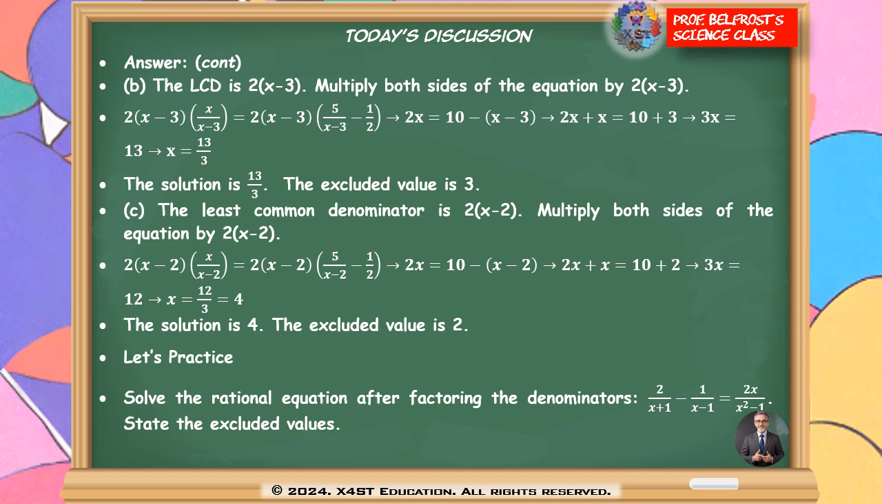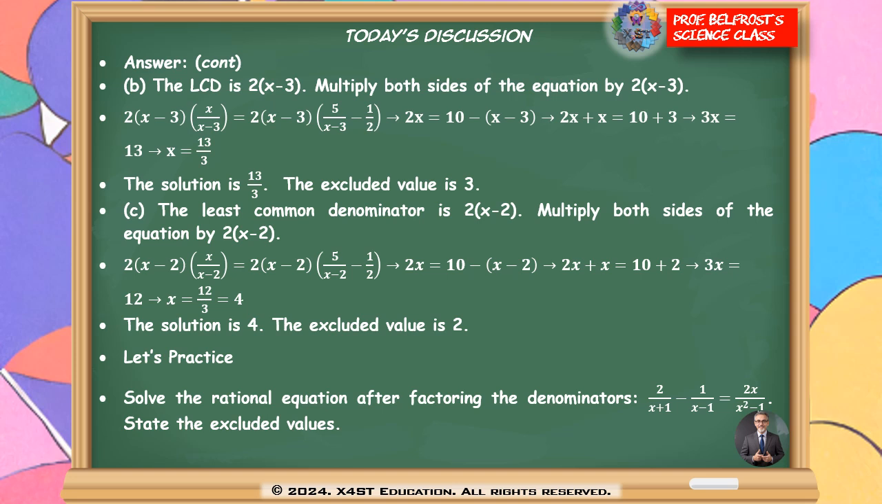The last equation to be solved has the LCD 2 times x minus 2, and after solving it we get x equals 12 over 3, which gives us 4. The excluded value is what will make x minus 2 become 0, which is 2.